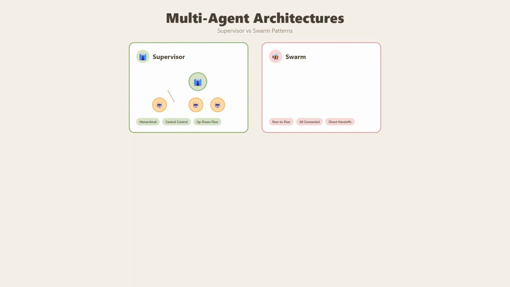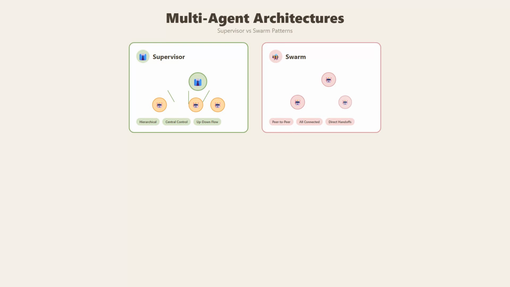The swarm pattern takes a different approach. All agents are peers and can communicate directly with each other. When one agent completes its part of a task, it can hand off directly to another agent without going through a central coordinator. Think of it like a self-organizing team where members collaborate directly.